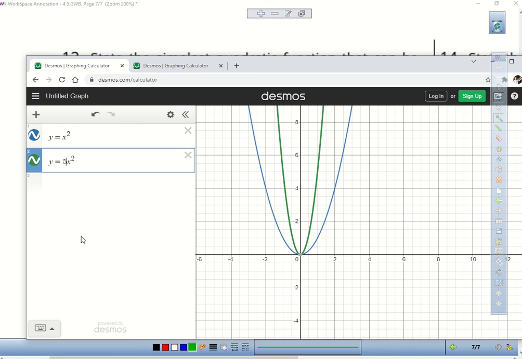It can either vertically stretch it, or it can vertically compress it if the value is small, like 0.5. See how it gets smaller? The graph gets wider. Or it can also reflect your graph over the x-axis, and it does that when that value is negative, okay? So that's how you know what they're asking you to do.